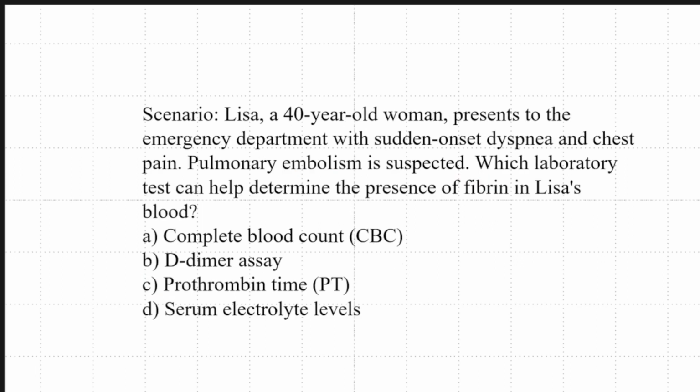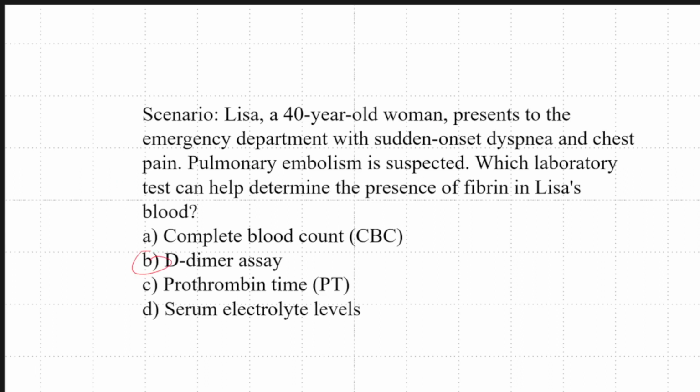Last question. Lisa, a 40-year-old woman, presents to the emergency department with sudden onset of dyspnea and chest pain. Pulmonary embolism is suspected in the patient. Which laboratory test can determine the presence of fibrin in Lisa's blood? Again, as we mentioned, when you have degradation of your clots, it produces as a byproduct your D-dimer, right? A protein that is a marker for fibrin degradation, which is a component of your blood clot. So the correct answer for this one is B.